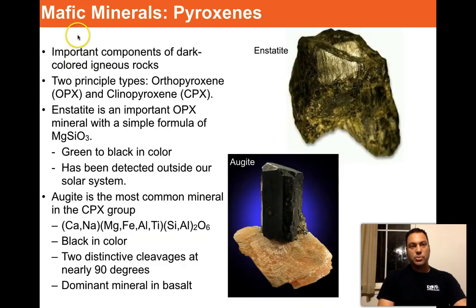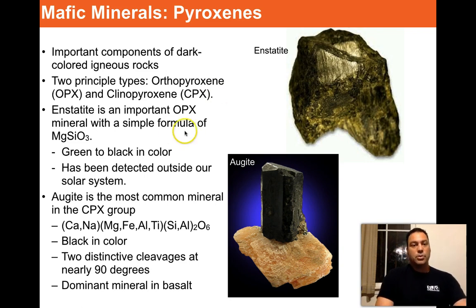Another really cool group of minerals are the pyroxenes. They're mafic, just like all the others. And they're important components of dark-colored igneous rocks. There are two principal types. There's orthopyroxene, which is sometimes shorthanded to OPX, and clinopyroxene, CPX. Don't worry, we're not going to get into the detail. That's more just to let you know it can be subdivided.